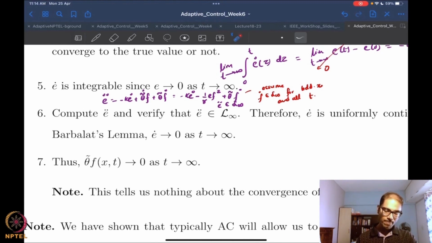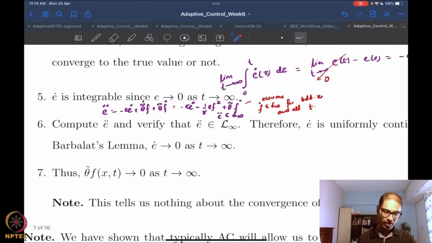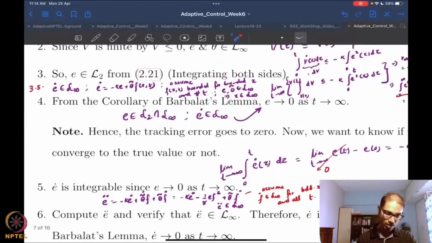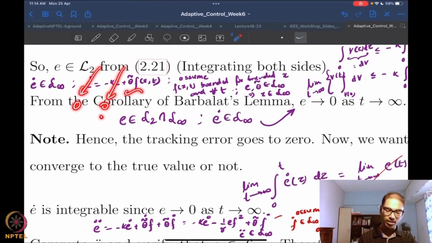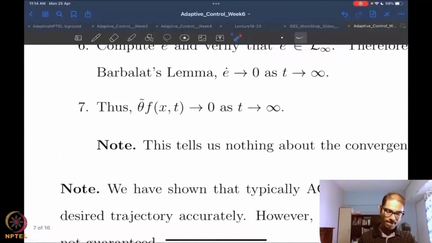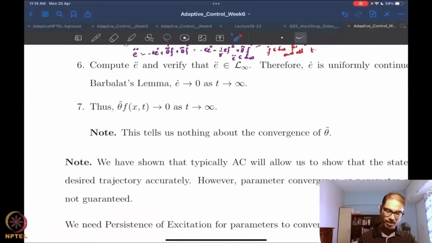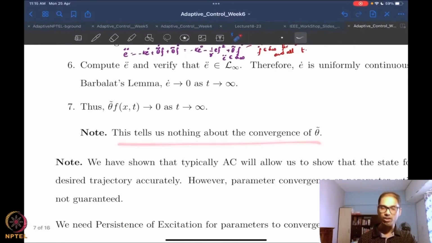So E dot goes to 0 as t goes to infinity. Now, what was E dot? E dot was this thing. So if I know that the left hand side goes to 0 as t goes to infinity, I know this term goes to 0 as t goes to infinity. Then what am I left with? I know that this product also has to go to 0 as t goes to infinity. And that's what I write here. But this doesn't mean anything about the convergence of theta tilde. And that is what is standard in adaptive control.